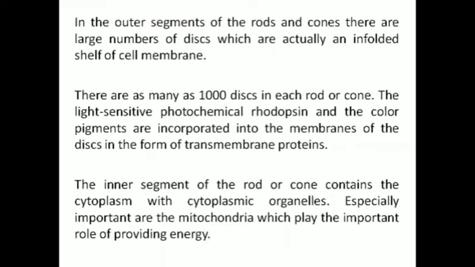In the outer segments of the rods and cones, there are a large number of discs I have mentioned, which are actually an enfolded shelf of cell membrane. There are as many as 1000 discs in each rod or cone. The light-sensitive photochemical rhodopsin and the color pigments are incorporated into the membranes of the discs in the form of transmembrane proteins. The inner segment of the rod or cone contains the cytoplasm with cytoplasmic organelles. Especially important are the mitochondria, which play the important role of providing energy.